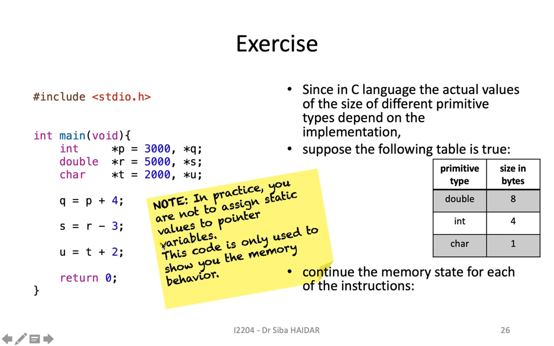Note that in practice, you are not to assign a static value to pointer variables. You are not to do this in practice. You cannot write p equals 3000, r equals 5000, etc., because those are pointers to point to variables in the memory, not to point to static values. This code is only used to show you the memory behavior. So I wrote this code only to show you, if, for example, P had the value 3000, what would be the value of Q if I write Q equals P plus 4.